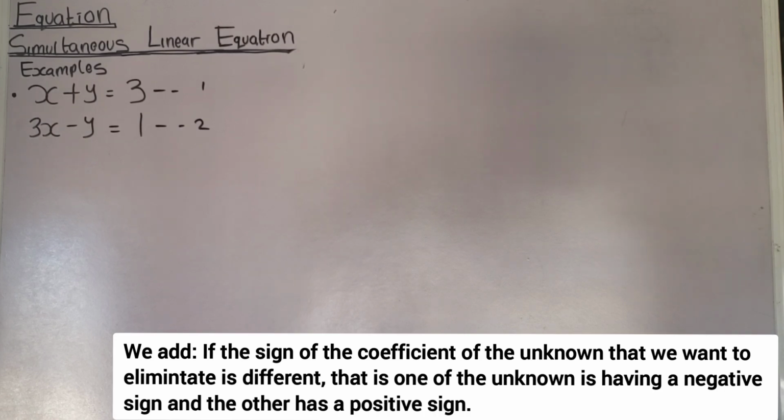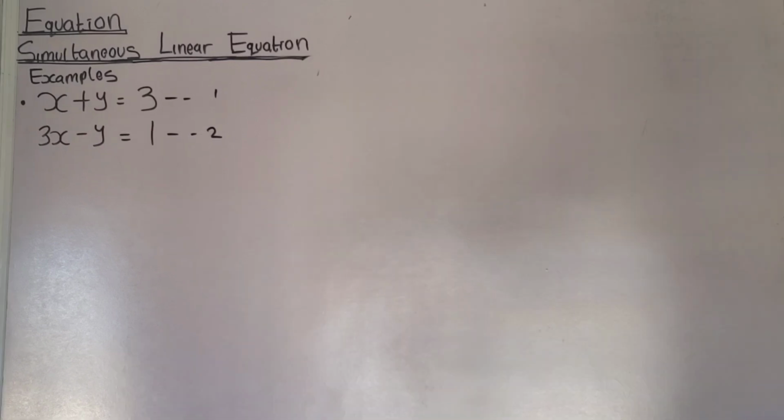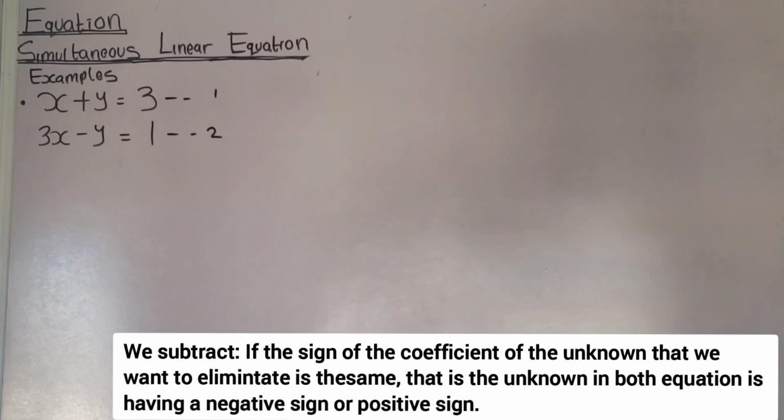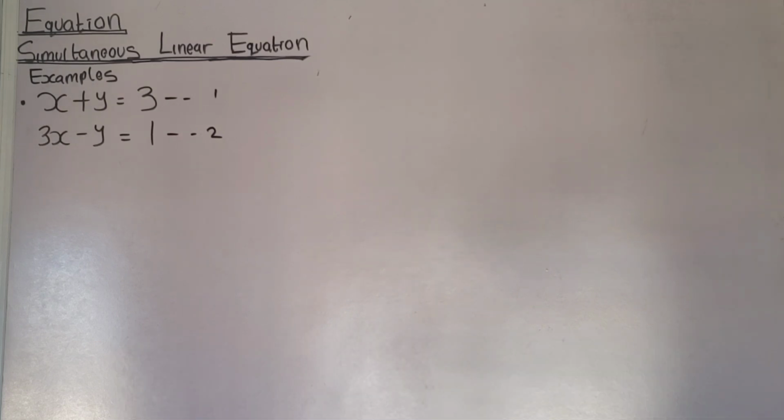We add when the signs of the coefficient of the unknown that we want to eliminate in both equations are different. You understand? Now, when we have the same coefficient with the same sign, we are going to subtract. Please pay attention. When the signs are different, we are going to add both equations. But when the signs are the same, we are going to subtract.